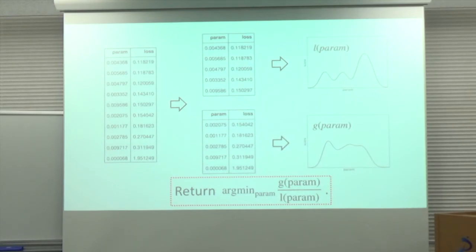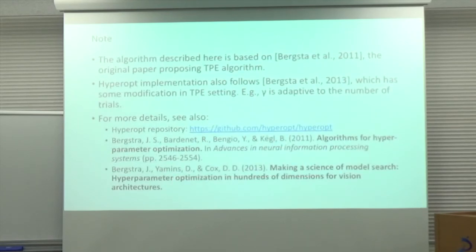So let me briefly summarize the algorithm. The input is pairs of parameter and loss, and we split the data by the target performance. For each group, fit the distribution. And using these distributions, just take the argument minimum. That's all about the TPE algorithm. OK, so it's basically all about that.